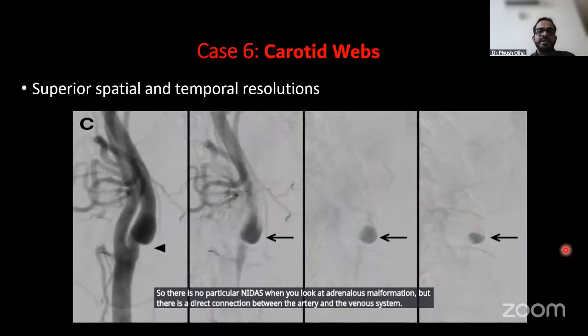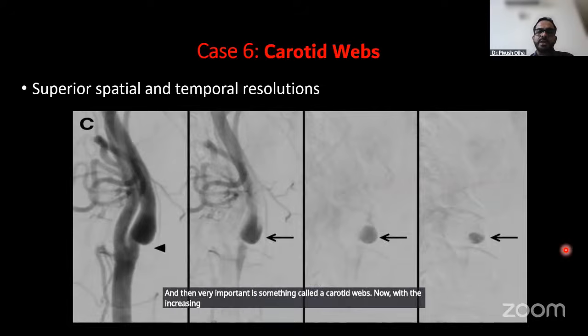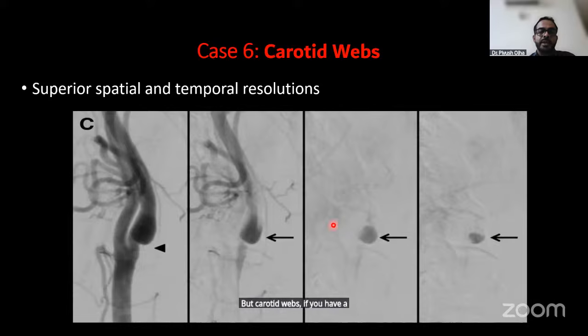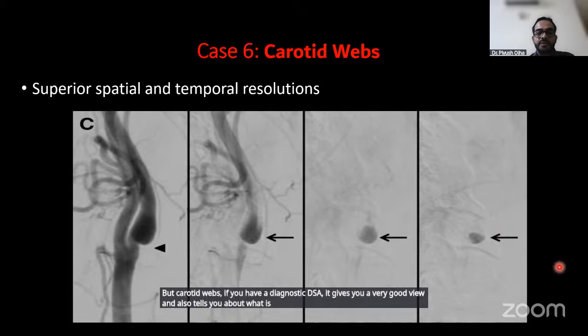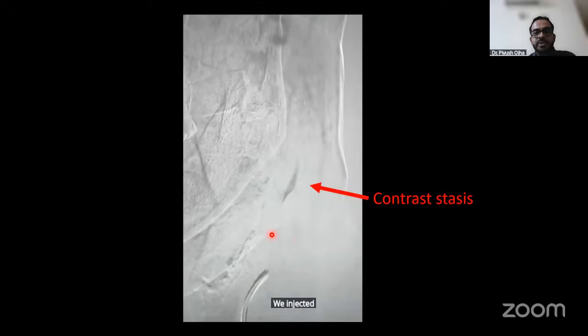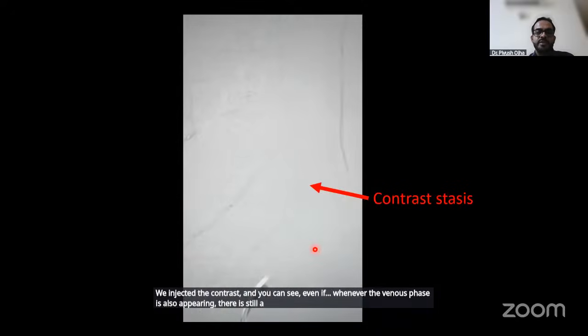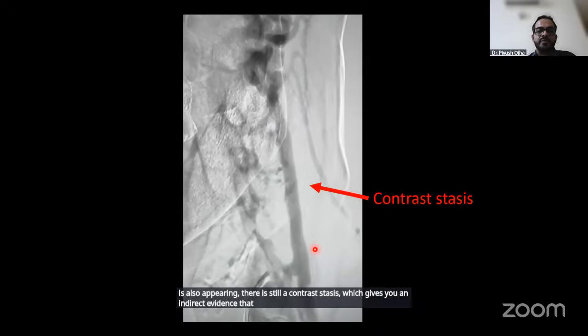And then very important is something called carotid webs. With the increasing incidence of stroke in the younger population, carotid webs have been diagnosed more and more often. Although you can diagnose them with CT angio, MR angio, or a very good ultrasound as well, if you have a diagnostic DSA, it gives you a very good view and also tells you about the stasis of the contrast. In this particular patient, we injected the contrast, and you can see that even when the venous phase is appearing, there is still contrast stasis, which gives you indirect evidence that this might be the reason for recurrent embolic events.